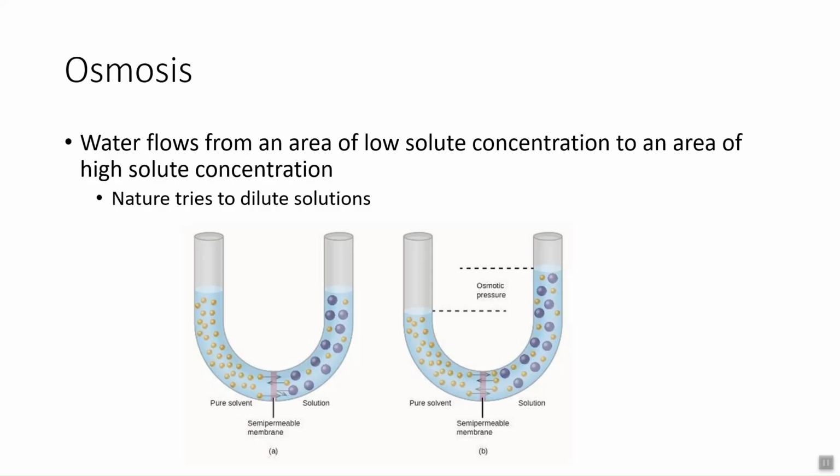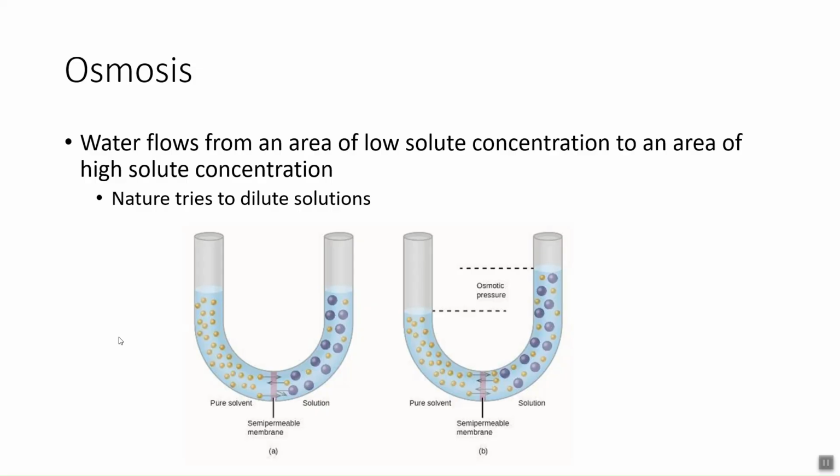So basically, in osmosis, water will flow from an area of low solute concentration to an area of high solute concentration. Said another way, nature tends to dilute solutions. So if we look here in this U-shaped tube, what we have is on one side pure water and on the other side salt water in our case. Now, this could be different solvents and solutes. In this case, our solvent is water and our solute is salt, but basically it works in a similar way.